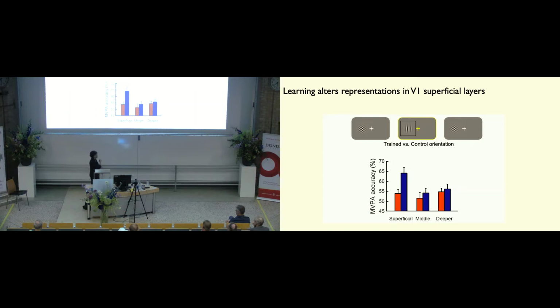in superficial layers. Now, this is really interesting because we know that iso-orientation suppression is most prevalent in superficial layers. And therefore, it's likely that this information that we see to be shaped to become more tuned for the trained orientation relates to iso-orientation suppression, which we know that lateral interactions terminate mostly in the superficial layers.